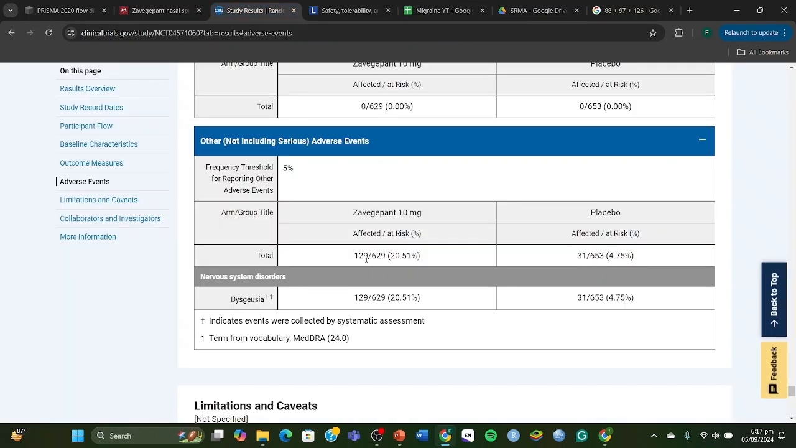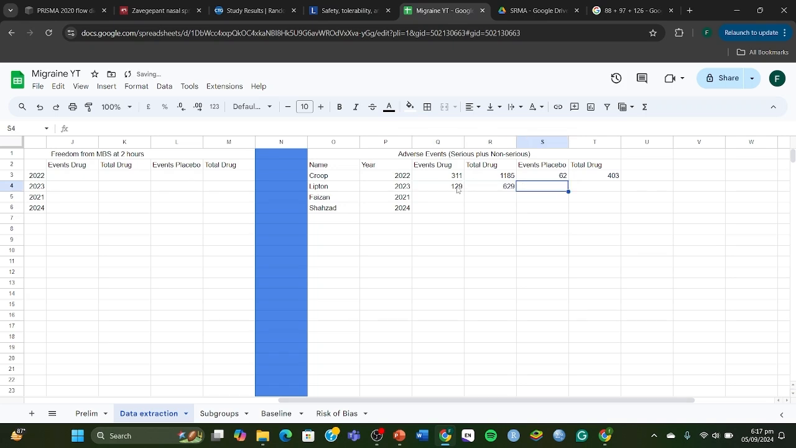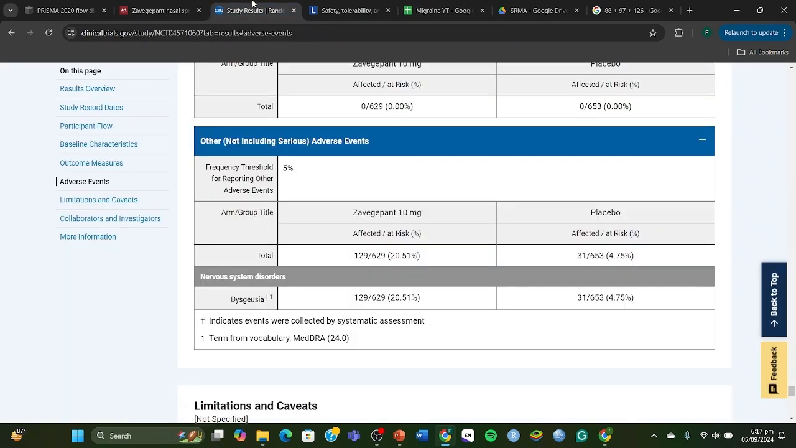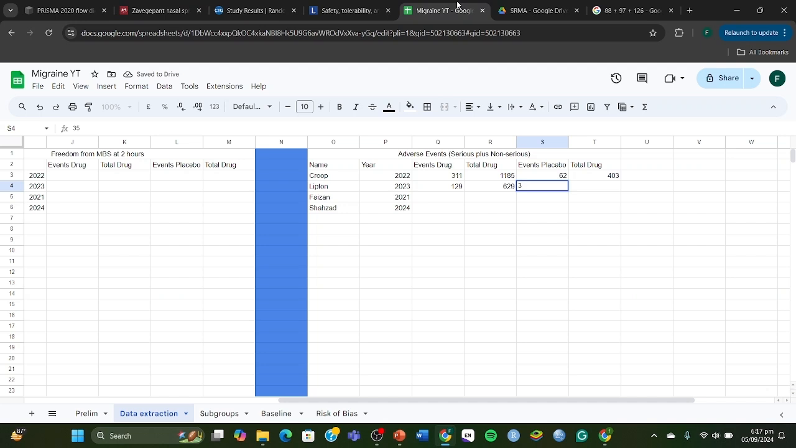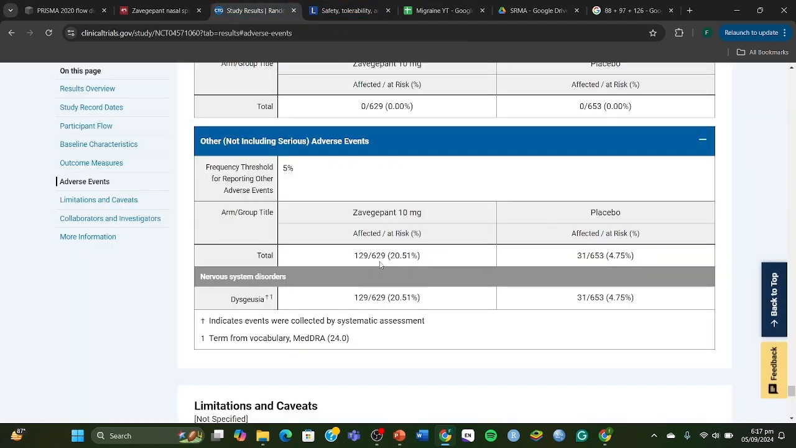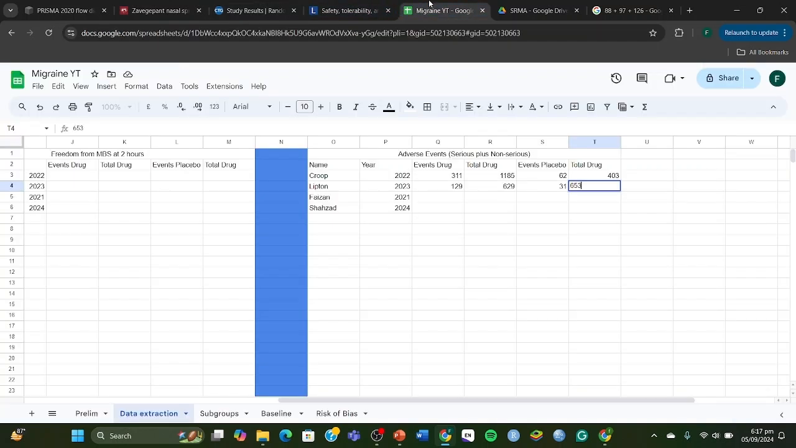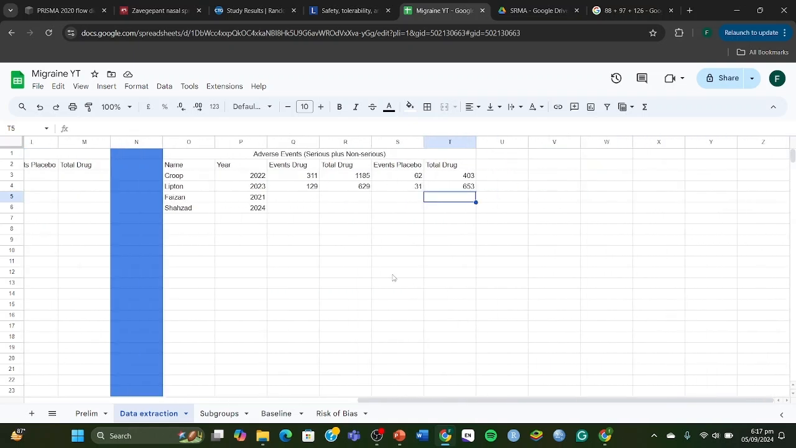And now it's like 129 by 69 and 31 by 653. Sorry. There we go. See, 31 by 653 and 129 by 69. Already you can see the number of adverse events are higher in your drug group. Almost always the number of adverse events are going to be higher in your drug group, which is not good. Obviously, it's not good that you're having adverse effects, but then again, it's also a testament that the drug works. So that's how you're going to pool safety outcomes.